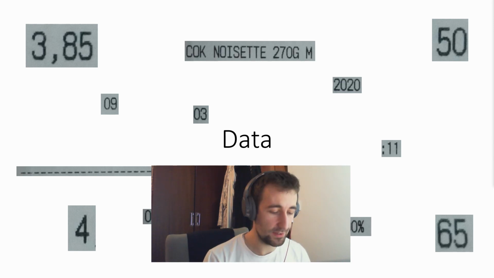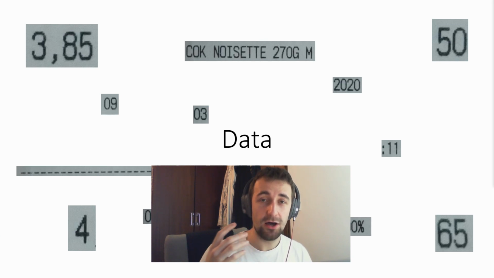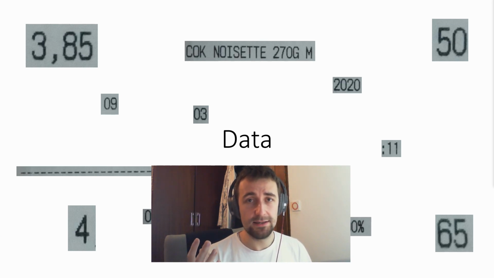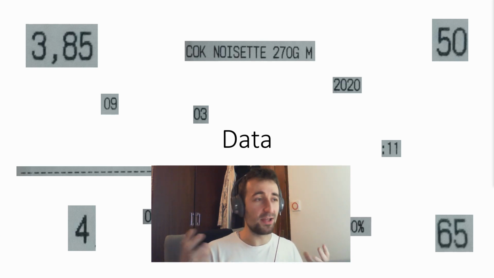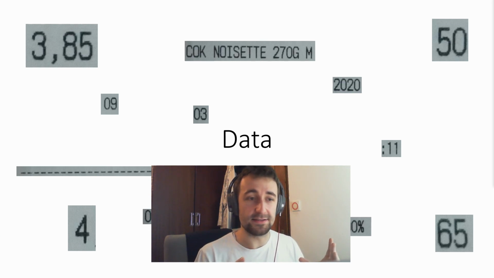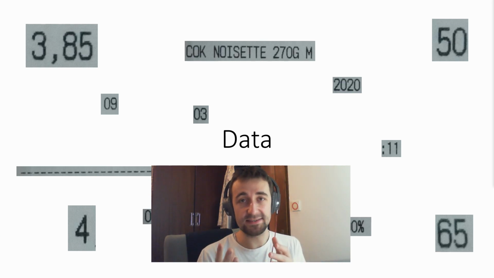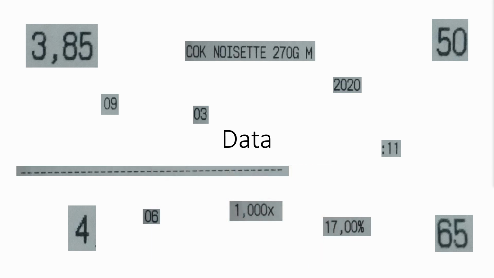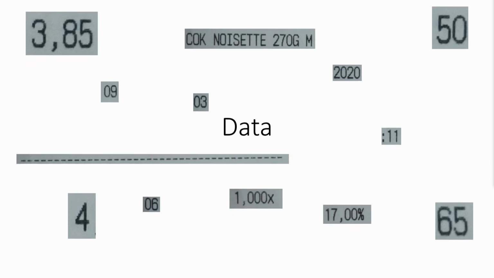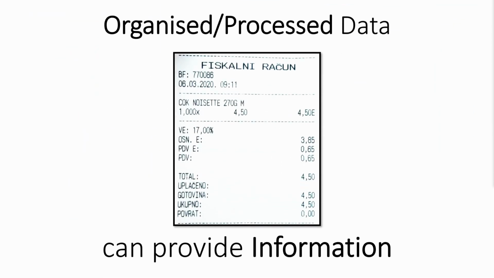So data is the rawest form of a building block. It's numbers, it's random characters, it's a name, it's a date, it's the price. It can be a lot of things. So what happens when we organize this data and process it? It starts to make sense. And now we can see what each part of that data that we had in the previous slide represented. We see that it's a receipt.